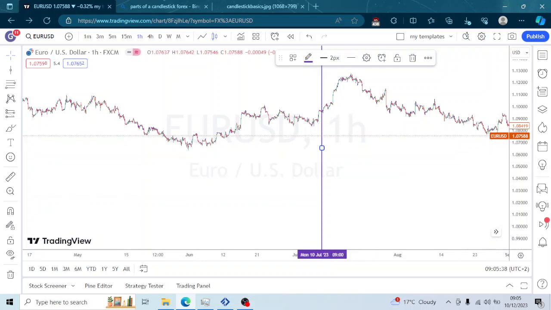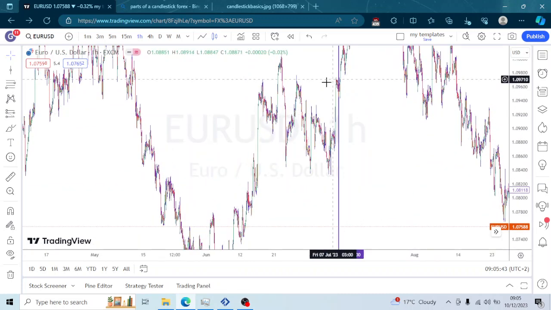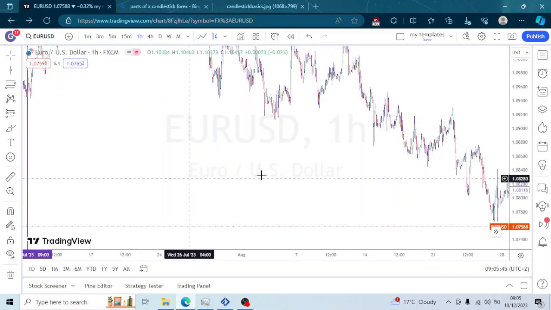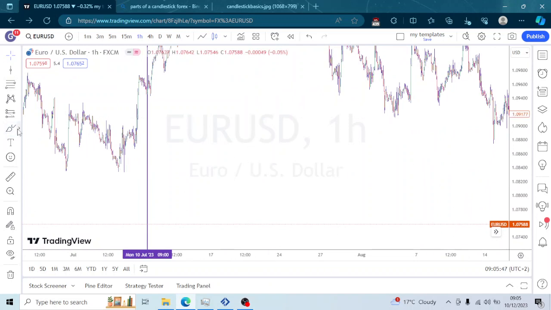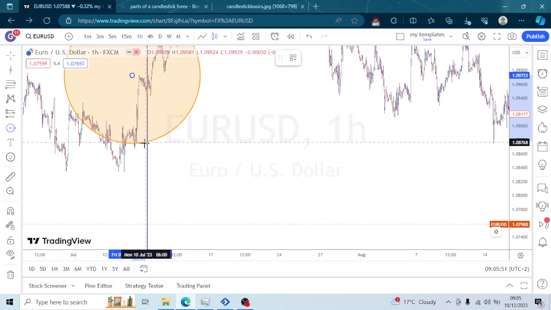That's 9 a.m., right? Right there. It was the 10th of July. This is the price action that formed that momentum close, that day where we got the momentum close. Here's the price action right there.